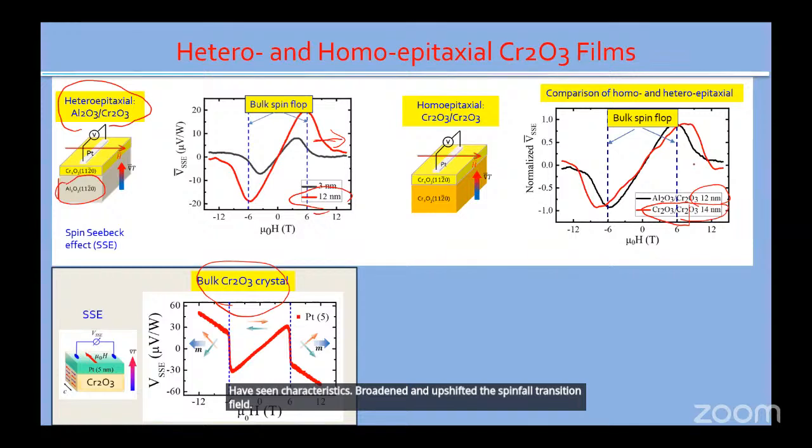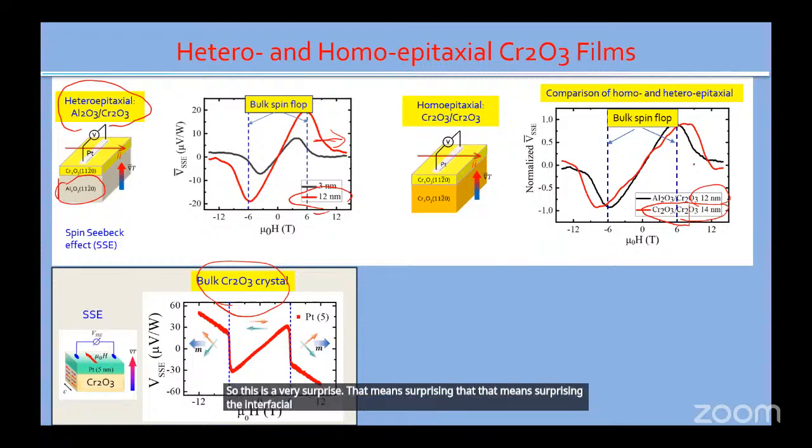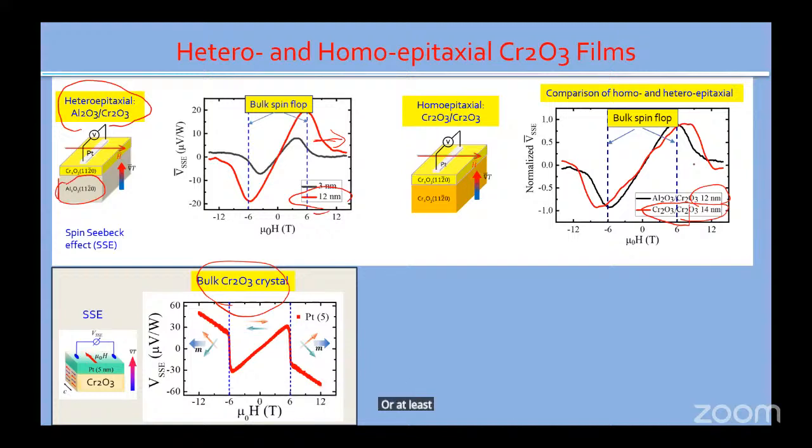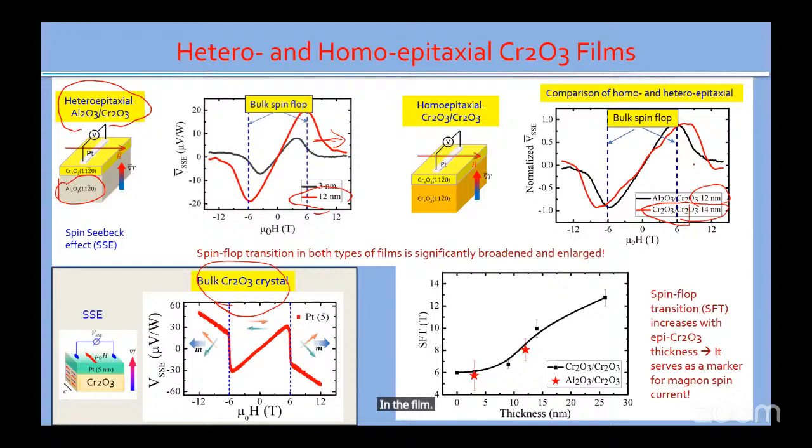So this is very surprising. That means the interfacial lattice mismatch does not play a role, or at least not the primary role here. Okay, so we know that the spin flop transition is broadened. This means we have a distribution here. That means it can only be caused by spin disorder. By spin disorder I mean local magnetic property variation, right? You have a lot of variations in the film. Okay, so if I do different film thickness, this is a homoepitaxial film grown.